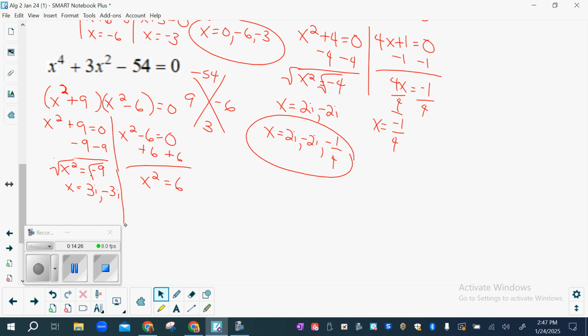Somebody besides Aiden, thank you, Aiden. Anybody else in the group? What do we do next? Yep, square root. And x equals square root 6 and negative square root 6. Where do we put the negative? On the outside. Okay, so how many solutions do we have there? 4. What's our degree here? 4. So they need to match.